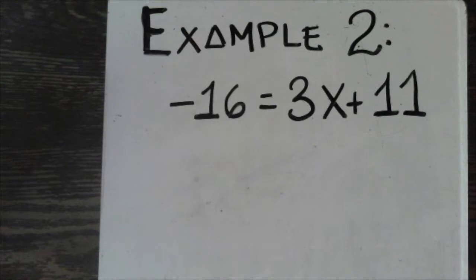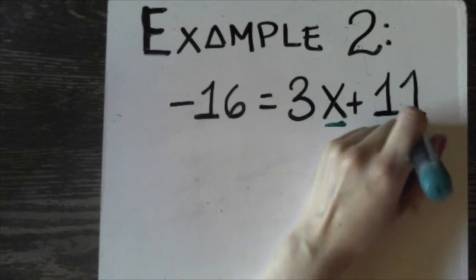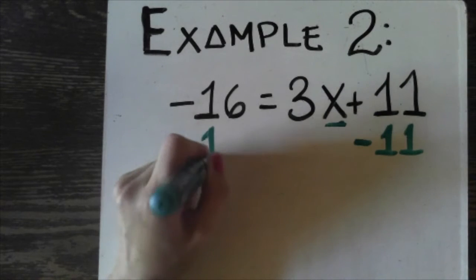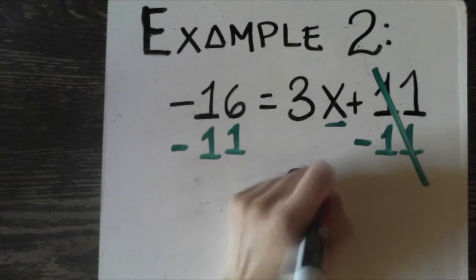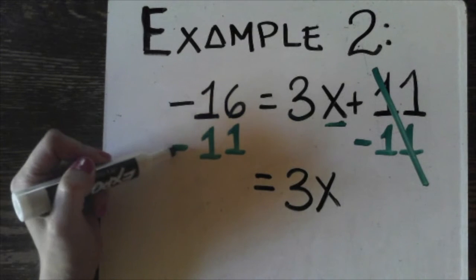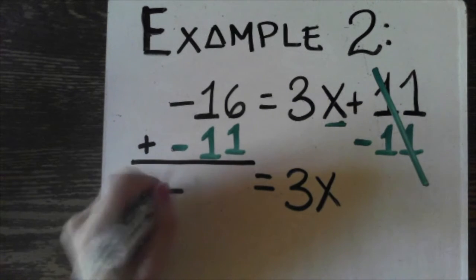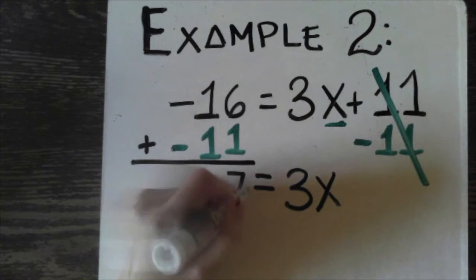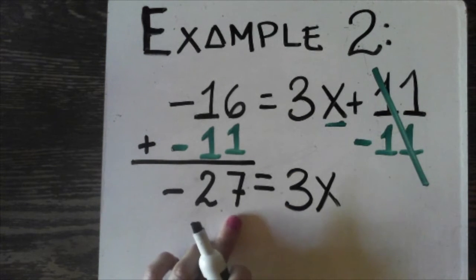In example number 2, we have an equation, not an inequality, and we begin on the right side because we have a variable there. We see plus 11, the opposite is minus 11, and so I cancel the 11s on the right side, leaving me with 3x. And on the left side, I add two negative numbers. I am going to maintain my negative sign, and I am going to add 16 and 11, which is 27. Negative 27 is equal to 3x.